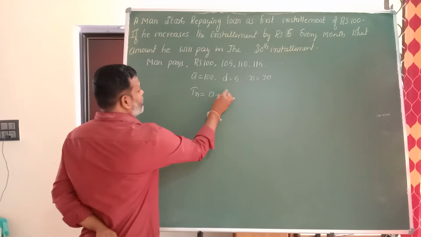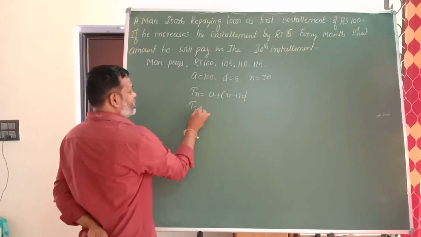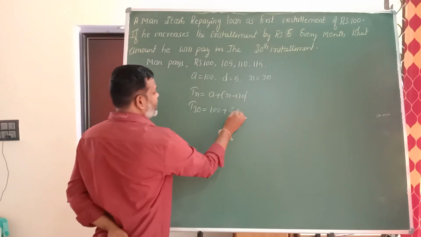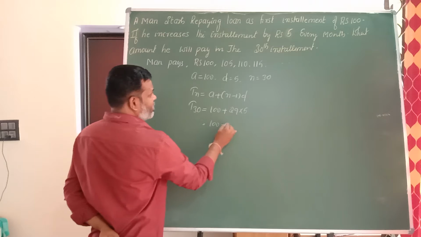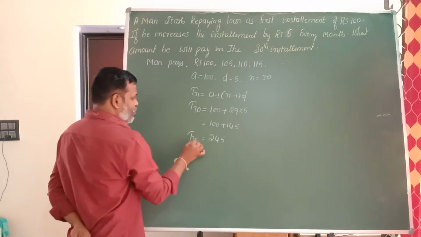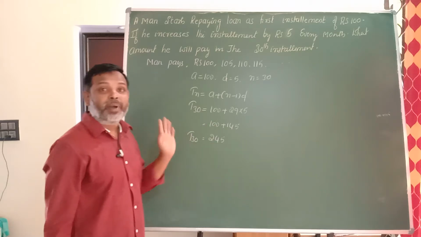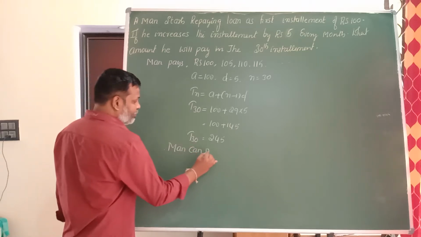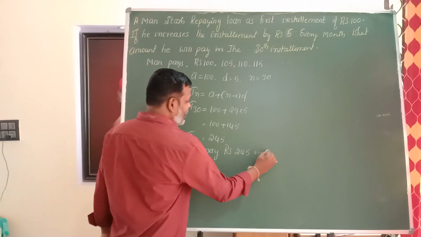Tn is equal to A plus n minus 1 into D. Where n is 30, T30 is equal to 100 plus 30 minus 1, which is 29, into 5, where 5 is the common difference. So 100 plus 145 gives 245. Therefore the man can pay Rs 245 in the 30th month as an installment.